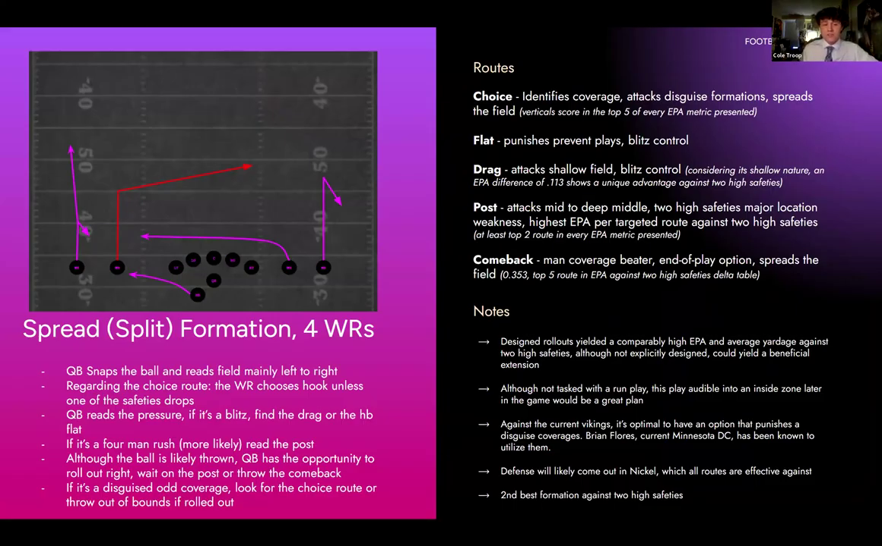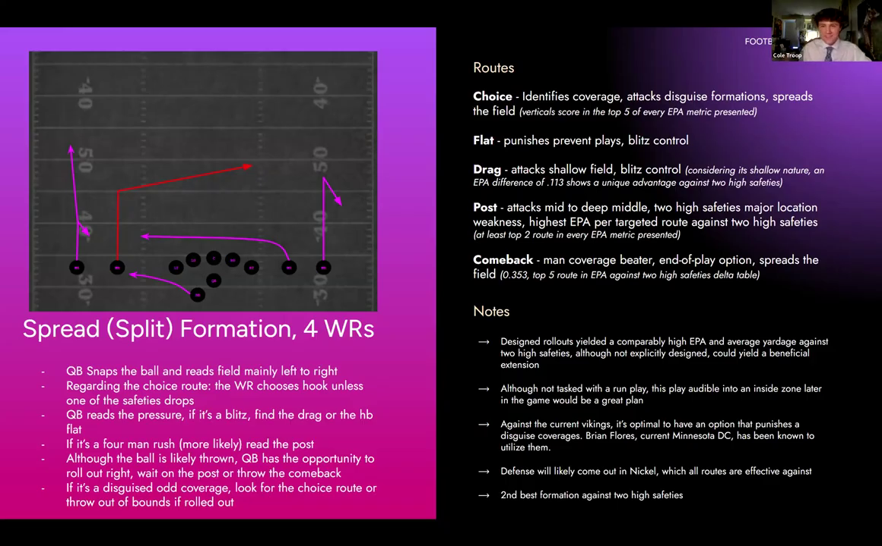And regarding the choice route, the wide receiver chooses the hook unless one of the safeties drops. So as he's running up for that hook, he's checking, is he going to get coverage from that one receiver? Is it that one safety? Is it a disguise coverage? Is it only one deep safety? So if it is, then he switches to that go route. Now we're attacking that outside the numbers.